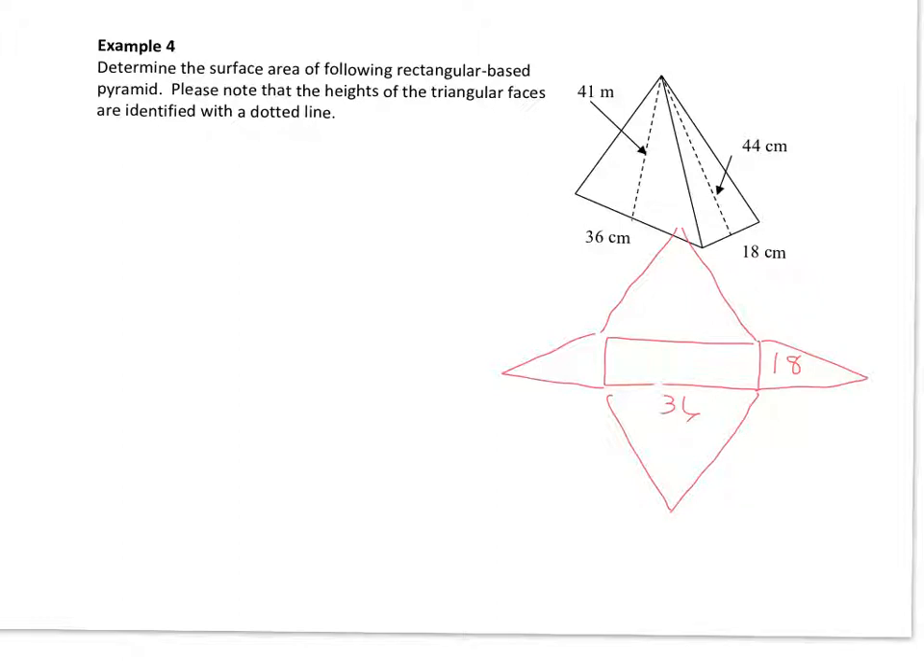Now, let's put in the other measurements that we have. We have the triangles that come up from the 36 are 41 meters tall, and the ones that come up from the base of 18 are 44. Oh, I noticed that this has meters here, but let's call them all centimeters so that we're nice and consistent here. Okay, so these are all measurements of centimeters.